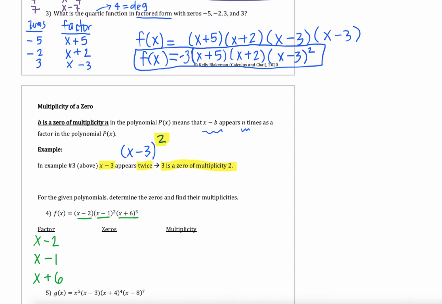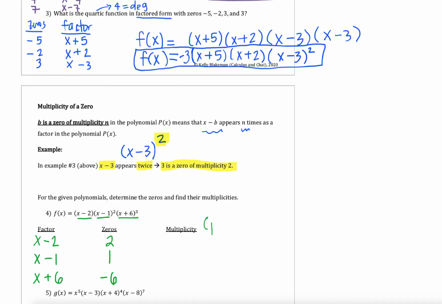Now from here, we want to find the corresponding zeros. Well, this is what we did in both Learning Target 5A as well as earlier up in the video. If x minus 2 is a factor, then that means that positive 2 is the 0. And remember that comes from if I set the factor equal to 0 and solve for x. Likewise, if x minus 1 is a factor, then 1 is a 0. And lastly, if x plus 6 is a factor, then that means that negative 6 is a 0 of this polynomial.